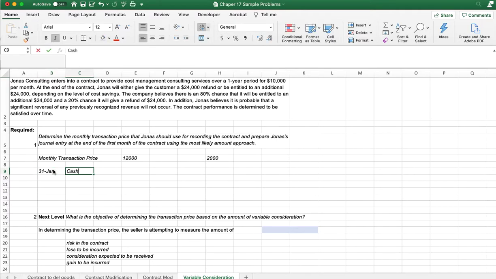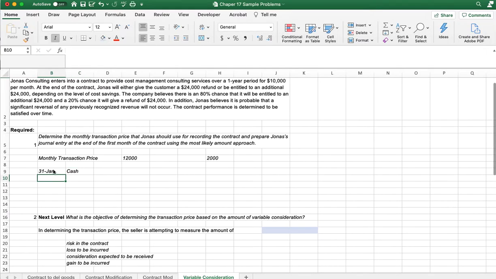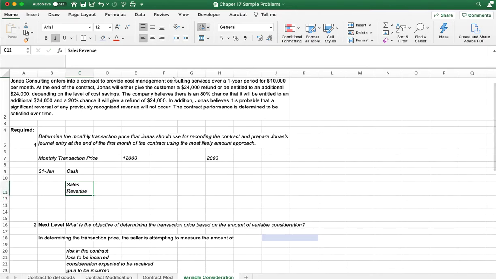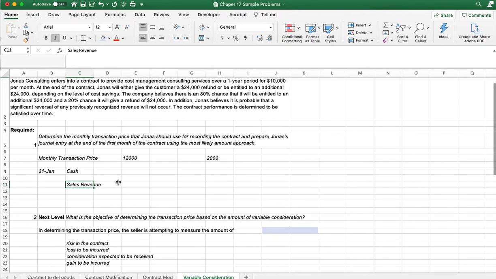And so we're obviously receiving cash. And let's leave a space. We're going to have sales revenue. So let's fill those in first. The monthly transaction is $10,000 per month. So the cash is $10,000.